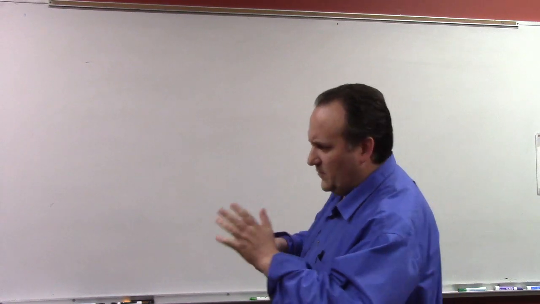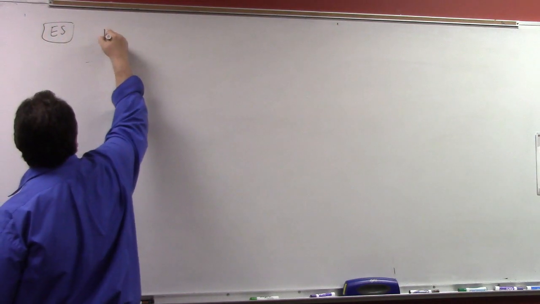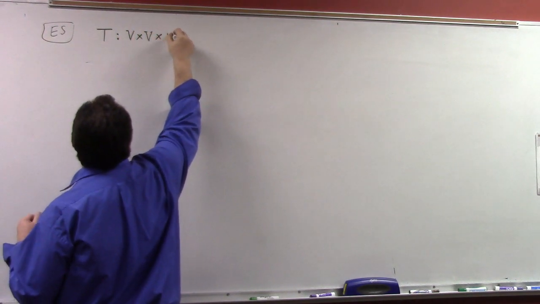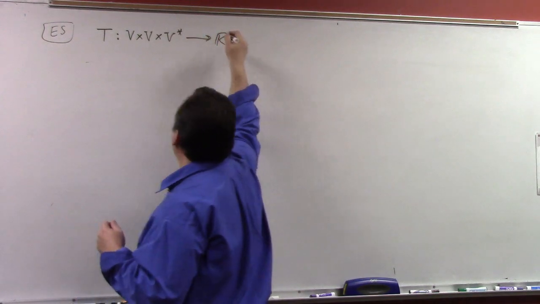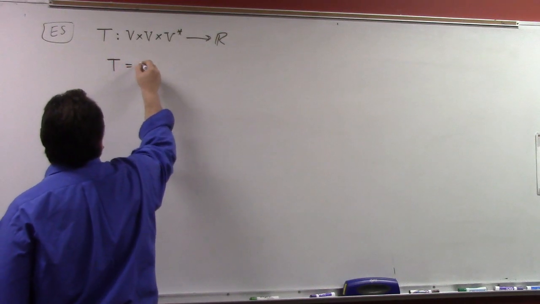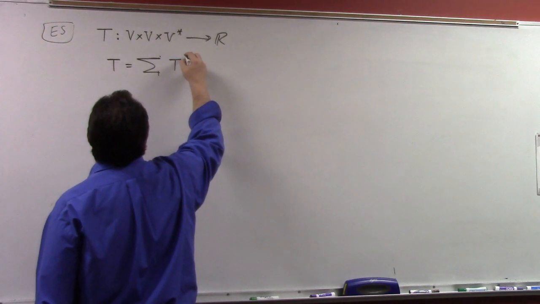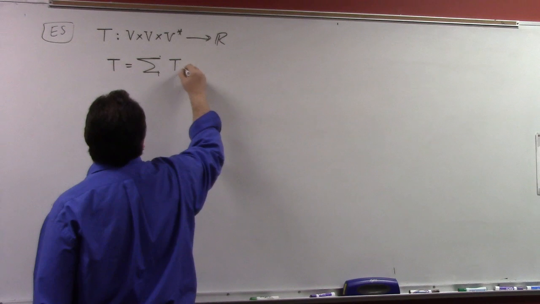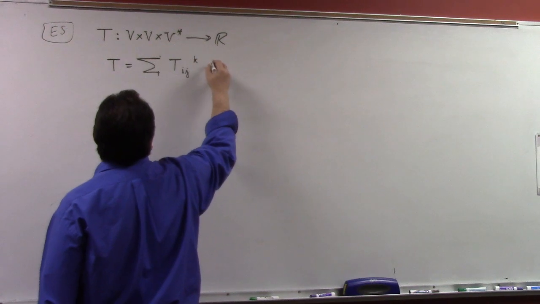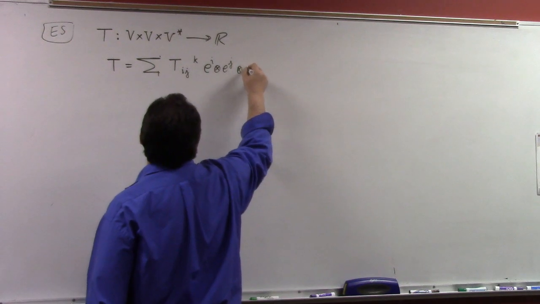Anyway, let me focus here. So for example, if I had T, a mapping from V cross V cross V-dual to the reals, where V is a geometry, then T is equal to what? Something like a sum of T, how's it go? Is it lower ij, upper k? Yeah, I think that's how it goes. And then I have e^i tensor e^j tensor e lower k, right?